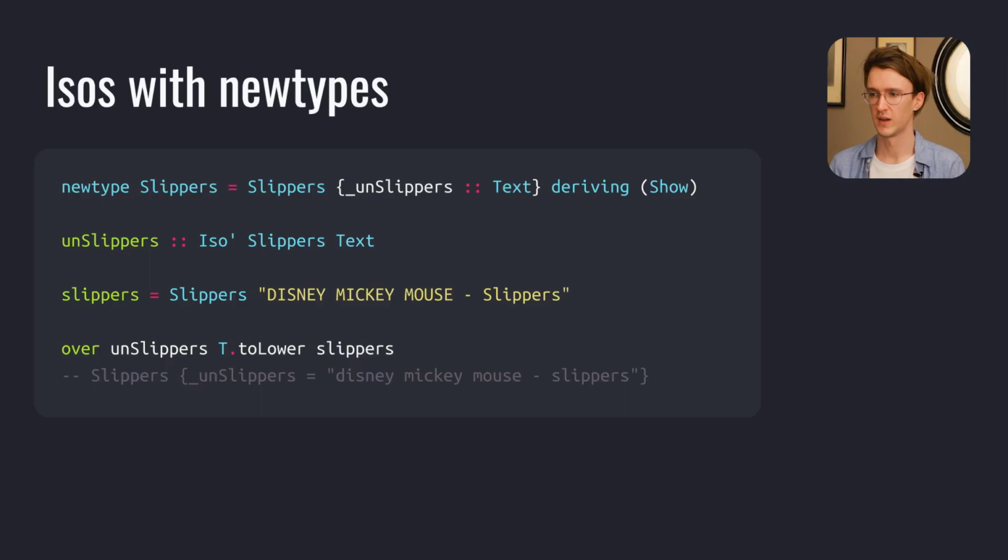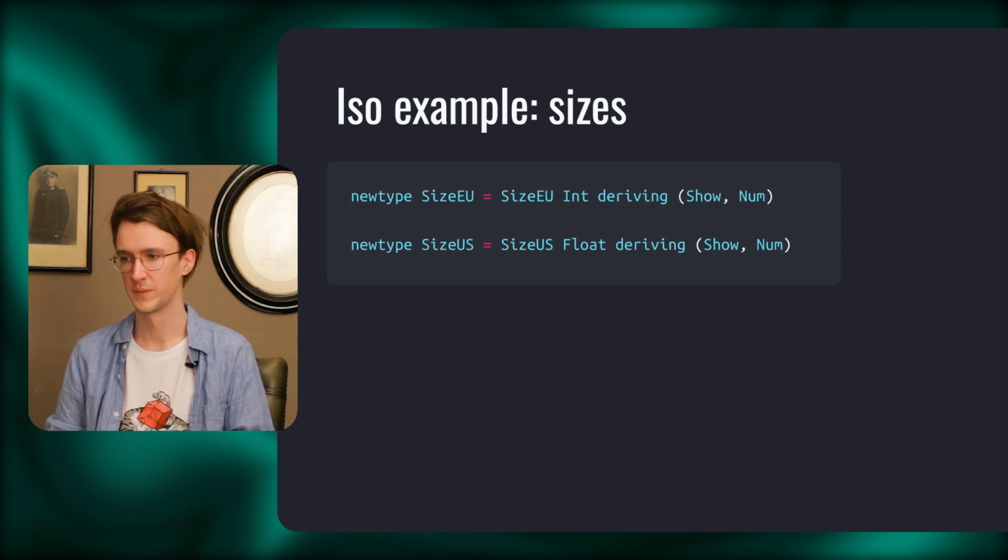In practice, Isos are most commonly used with newtypes. For example, if we have a Sleepers newtype, we can use an Iso to modify the underlying text. It doesn't matter where the Iso comes from for now, but we can use it with an over function to lowercase the underlying name. Without the unSleepers Iso, we would need to wrap and unwrap the types ourselves or use some newtype library.